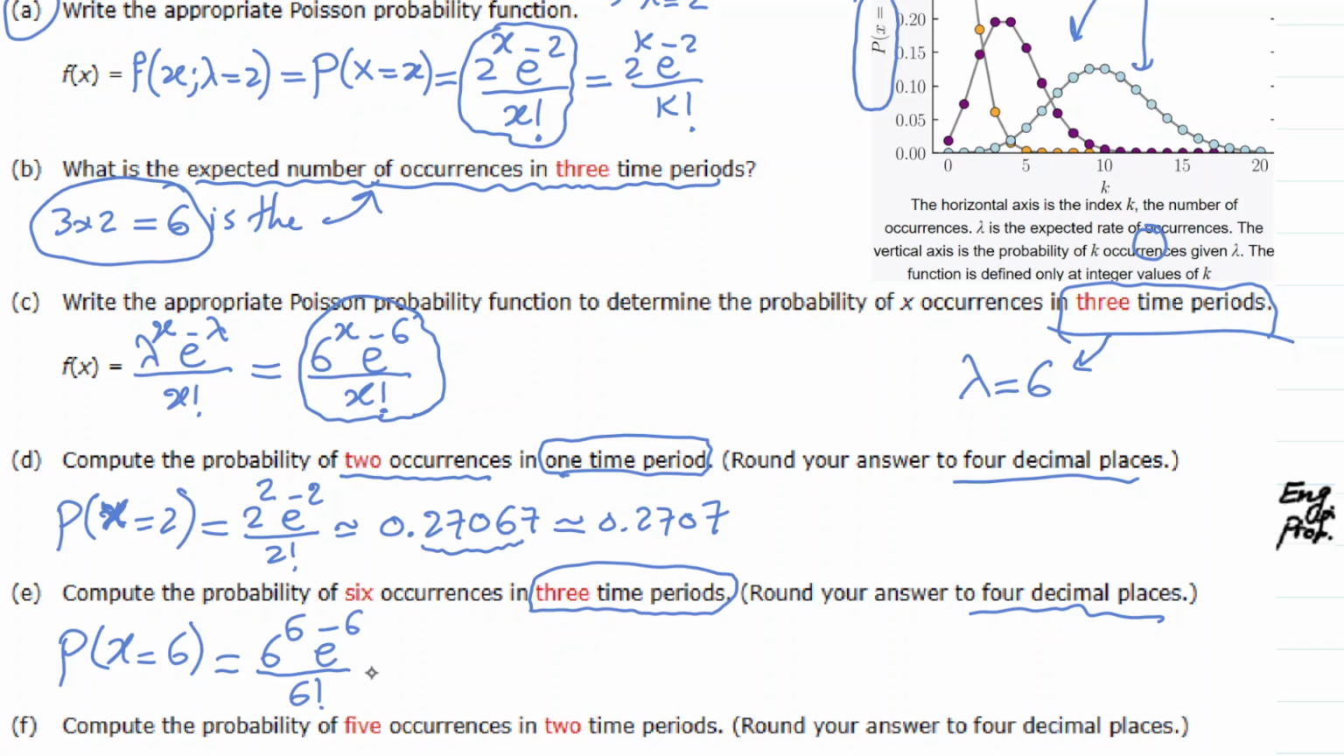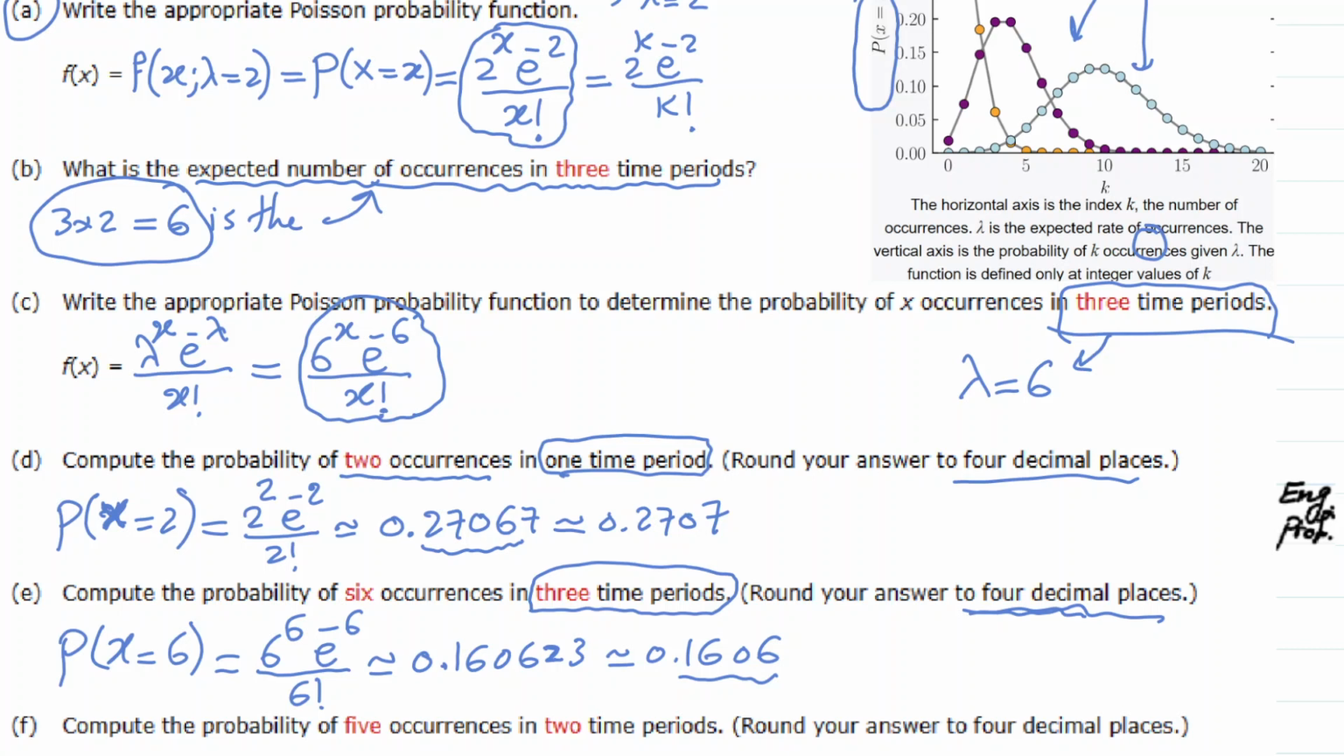And if you compute this, you end up with 0.160623. Because we are only interested in keeping 4 decimal places, you can approximate this to 0.1606 roughly. Okay, so that's the answer, and we are keeping 4 decimal places.